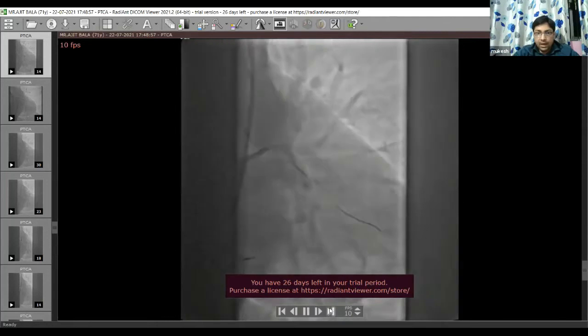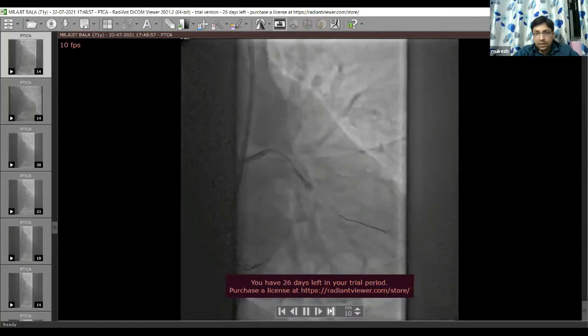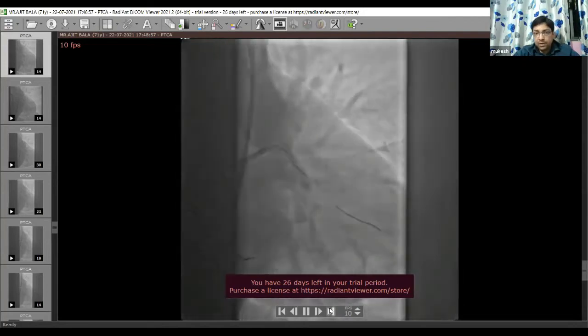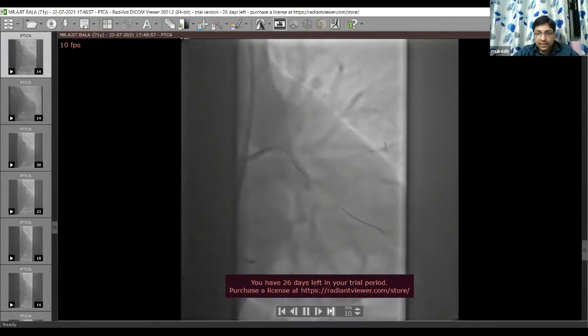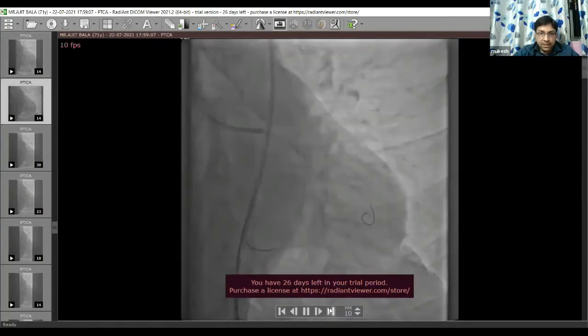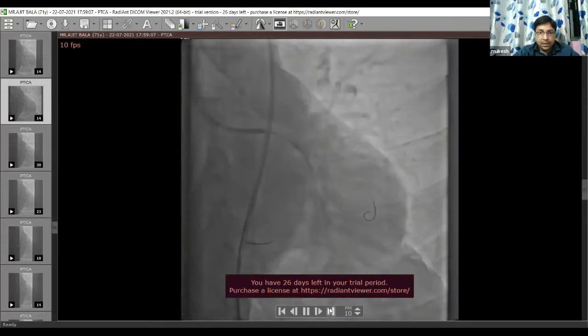But when I try kissing balloon inflation, the balloon is not going to the side branch. And also in the main branch, there is some difficulty crossing the balloon. So I think there is some problem of wire entanglement, or the strut may not be fully dilated. I think first of all to do proximal optimization of the stent so that it may create some space for the balloon.